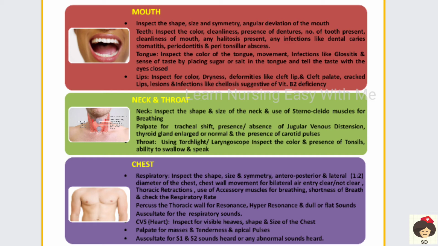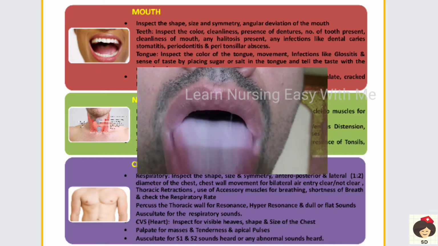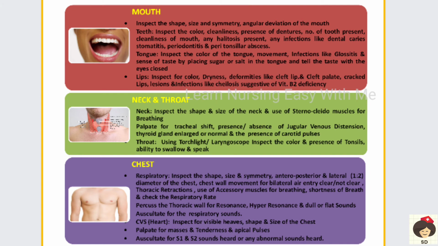And in the tongue you have to check for the color. Sometimes in anemia the patient's tongue will be pale, or in patients with GI disease there can be a beefy red tongue, so we have to check the color of the tongue. And movement. Okay, so ask the patient to move the tongue here and there on all the sides. In case of any motor neuron problem, the patient may have problems with tongue movement. And infections like glossitis, that is inflamed tongue, can be checked. And also you can check the sense of taste by placing sugar or salt on the tongue and asking the patient to tell the taste with their eyes closed.